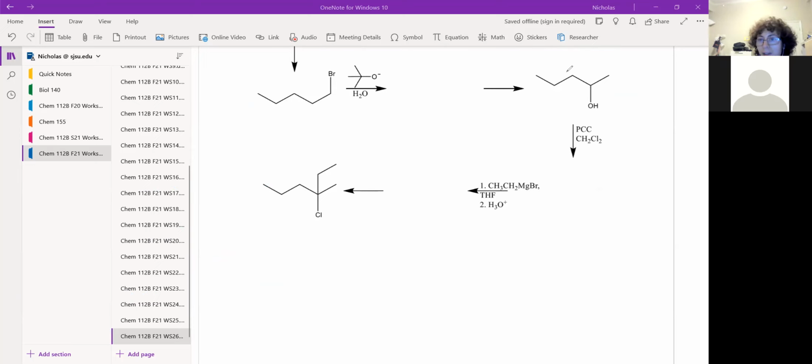Okay, so now we have an alcohol and we're adding PCC and dichloromethane. What kind of product are we going to make? A ketone, yeah. This will oxidize it.